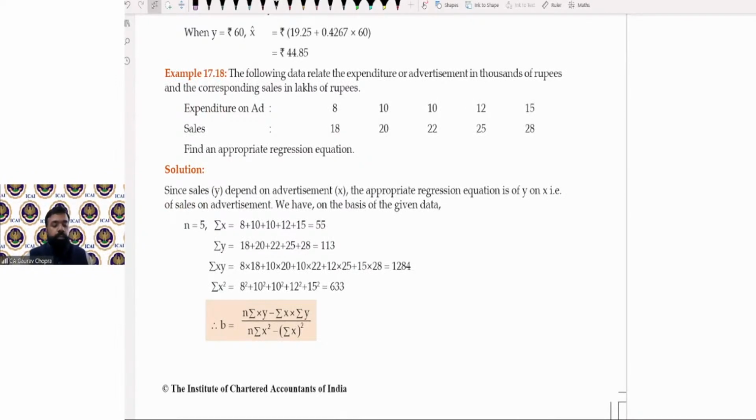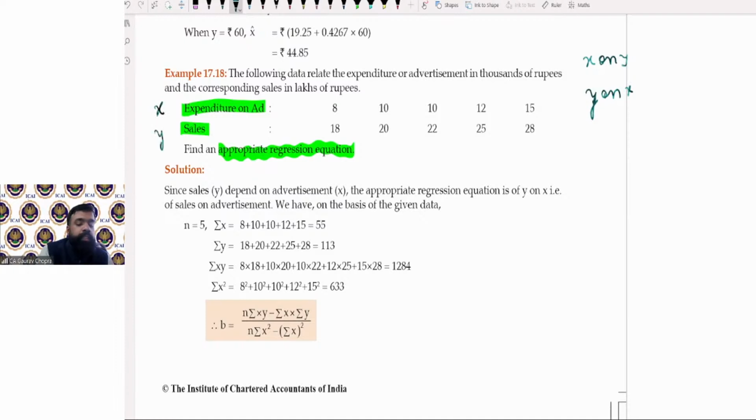Now this is again a similar kind of question. The following data relate to expenditure on advertisement in thousands of rupees and corresponding sales in lakhs of rupees. So expenditure on advertisement and then sales. Find the appropriate regression equation. Now you have to be very careful. Here you have to pay attention to what you have to find the answer for. You have to find x on y and y on x. What do you have to find? Let's take the expenditure x and sales y.